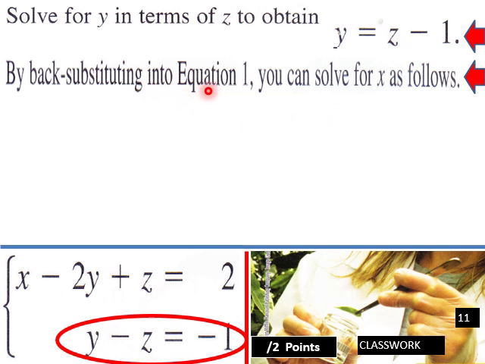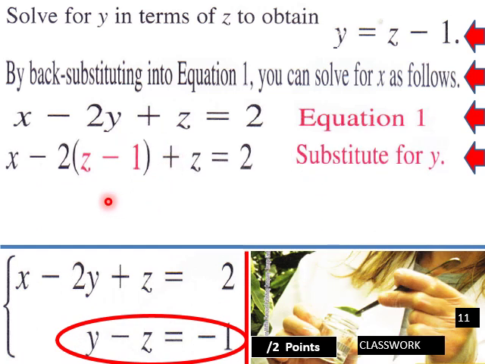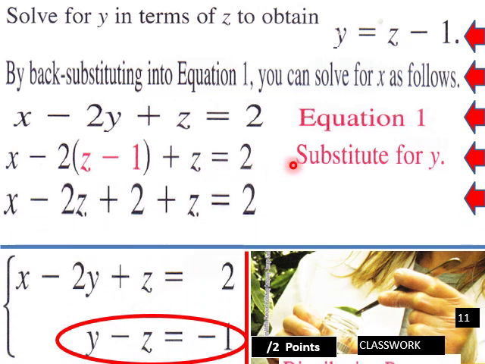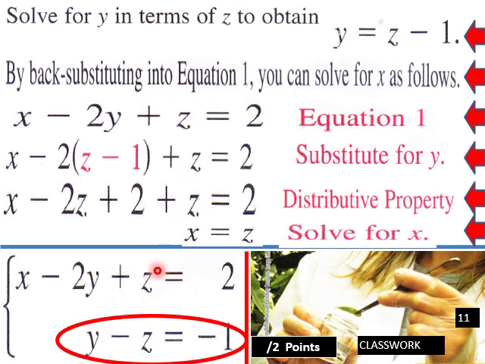By back substituting into equation 1, you can solve for x as follows. So we know what y is, so we back substitute into equation 1. We get x minus 2 times quantity z minus 1 plus z equals 2. And then we end up with this expression after we do our distributive property of multiplication. So when we solve for x, we end up with x equals z. This is what this will end up down here.